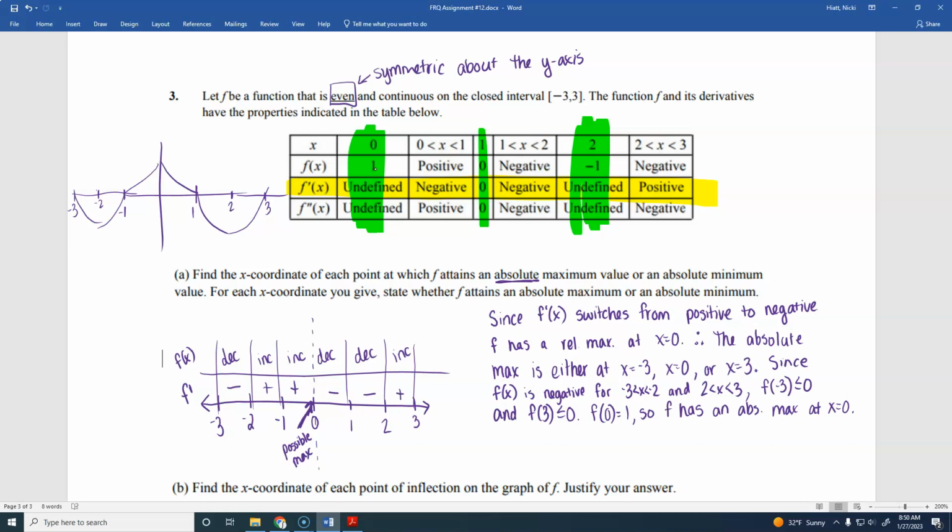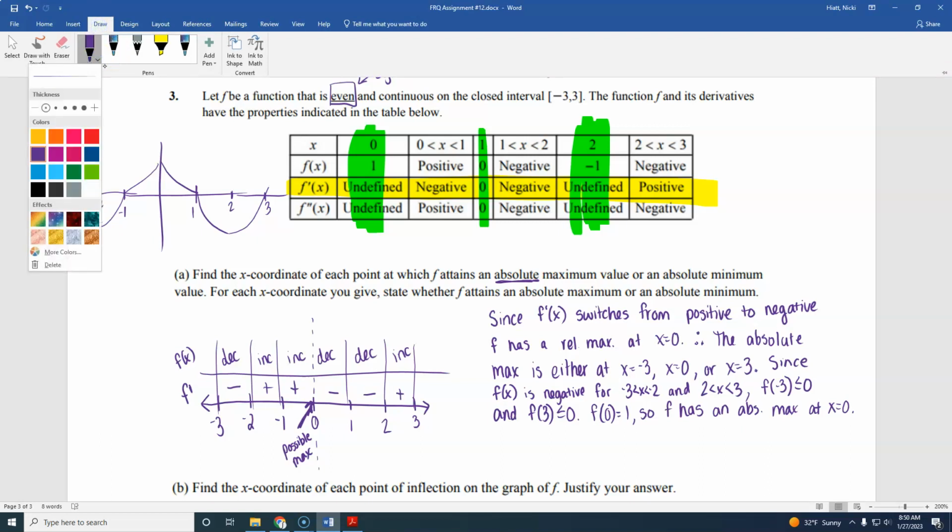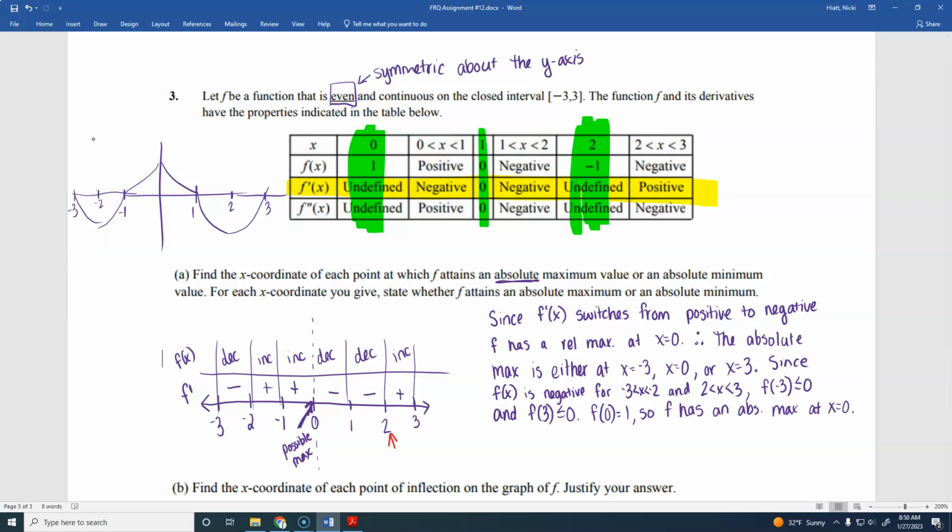All right, so that only covers our maximum. Now let's think about where we would have a minimum. Looking at that table that I've got there, where do we have possible minimums? At 2, right? Right here we switch from negative to positive. And also right here at -2, because of the symmetry of the graph.